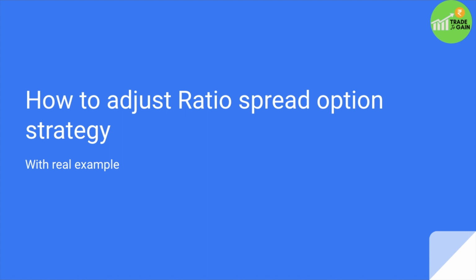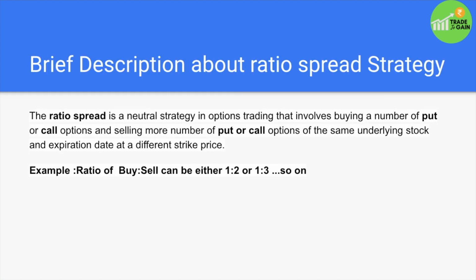Today we are going to learn how to adjust a ratio spread option strategy with the help of a real example. First, a brief description about the ratio spread strategy. The ratio spread strategy is a neutral strategy in options trading that involves buying a number of put or call options and selling more number of put or call options of the same underlying stock and expiration date at a different strike price. Example of ratio of buy and sell can be either 1:2 or 1:3, so on.